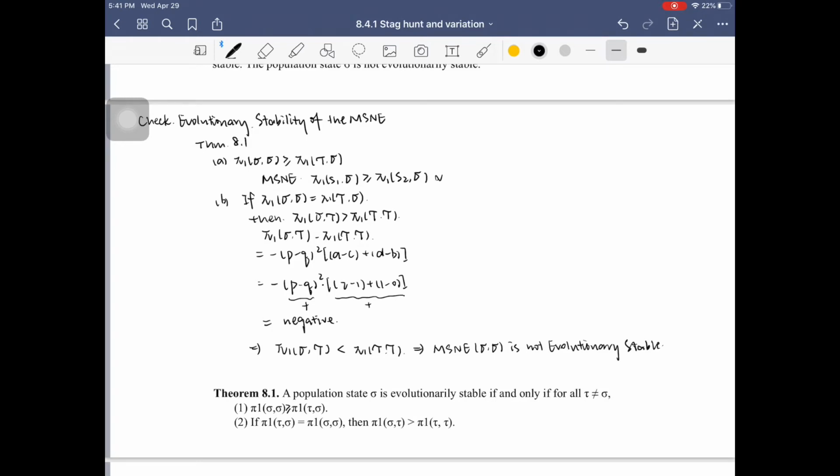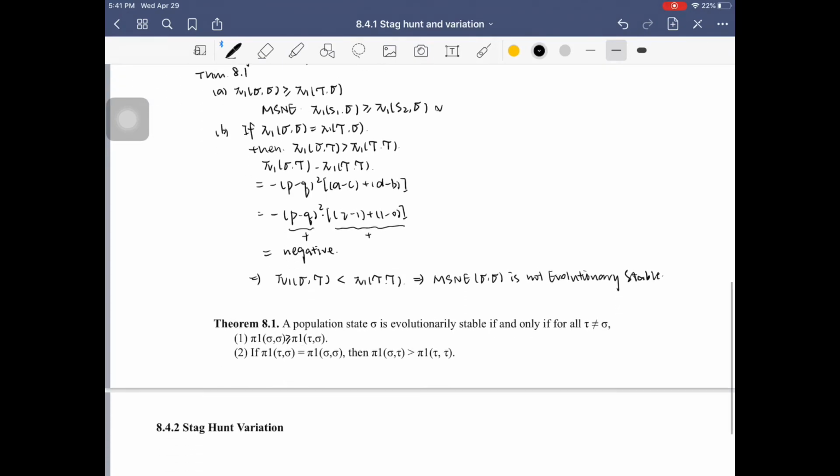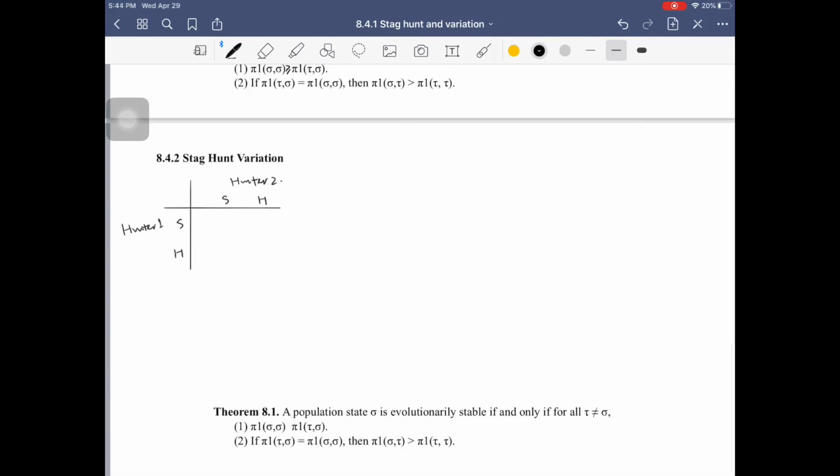That's the conclusion for the example 8.4.1. Now let's make some variation to this example. For this one, the payoff will be slightly different. When both hunters choose to hunt the stags, they will get the same payoff, 2-2.